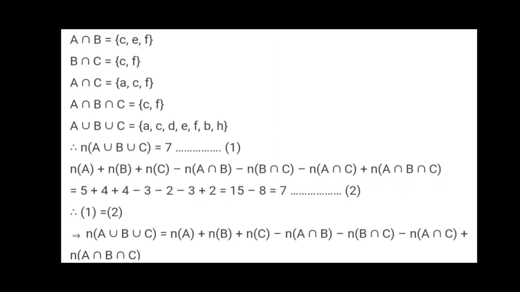That is, in all the three sets the common elements are C and F. So when we simplify, this value is 7. So the left hand side and right hand side are equal. Hence the verification.